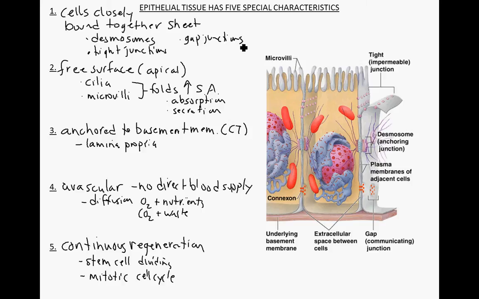So all of these five characteristics, or most of these five characteristics, you should be able to find them on this diagram over here. As a way to review, you want to match up the words with that diagram on the other side. Right? Might be a good idea to pause here.